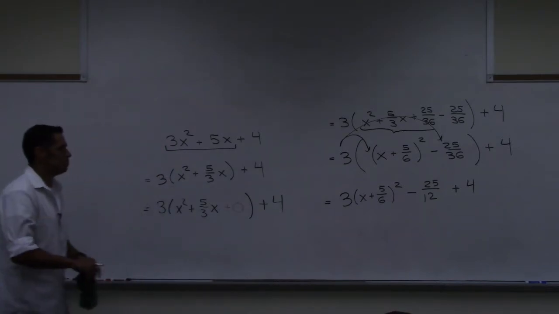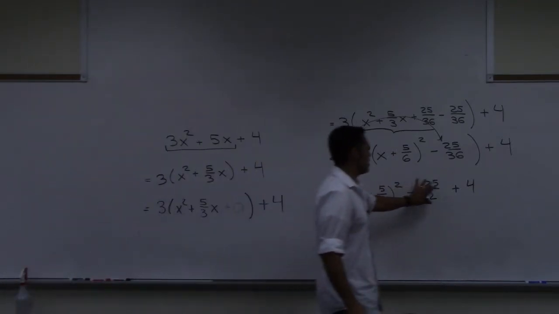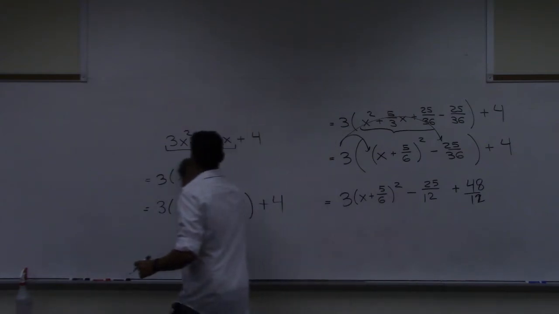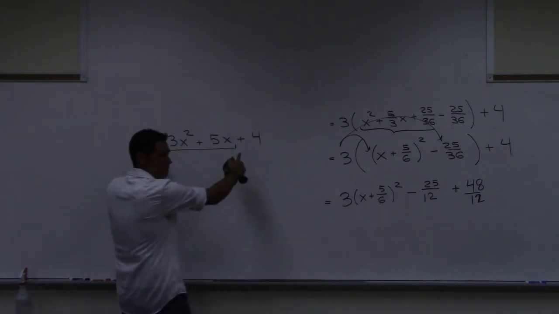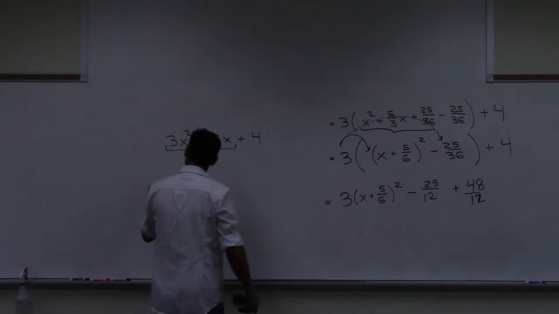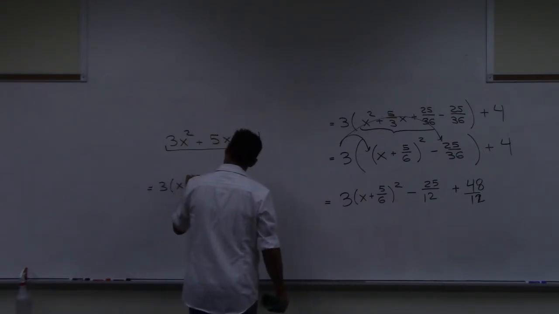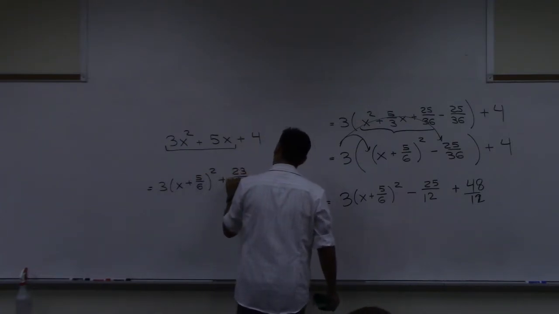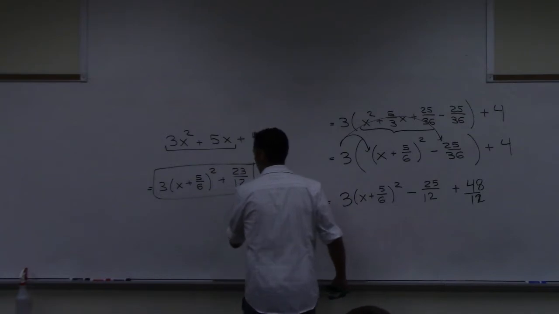Almost done. Just put these 2 together. These are constants, right? So let's rewrite this. This is 4/1. I can multiply top and bottom by 12. It'd become 48/12. Put those together: 23/12. So this is equal to 3 times x plus 5/6 squared plus 23/12. We've completed the square.